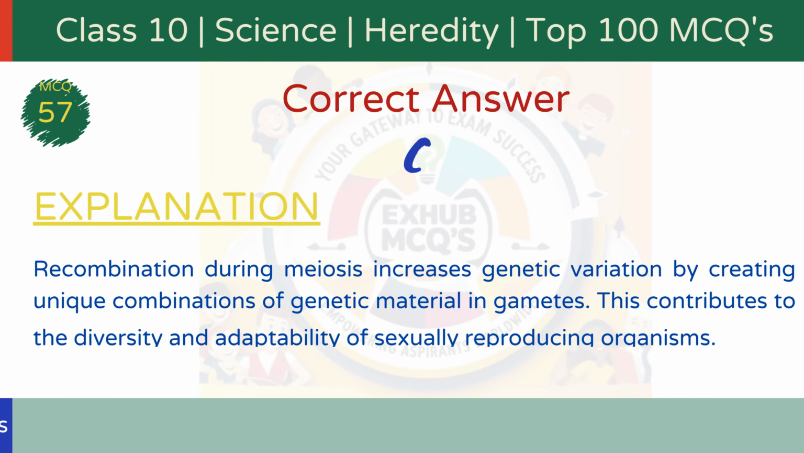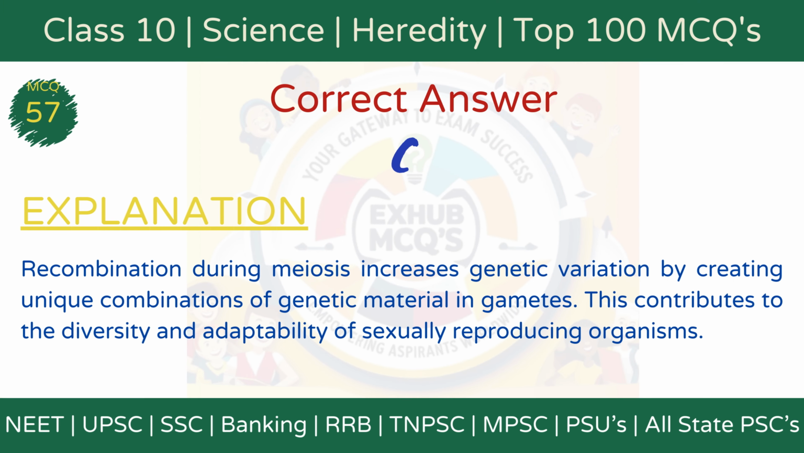The correct answer is option C, increases genetic variation. Explanation: Recombination during meiosis increases genetic variation by creating unique combinations of genetic material in gametes. This contributes to the diversity and adaptability of sexually reproducing organisms.